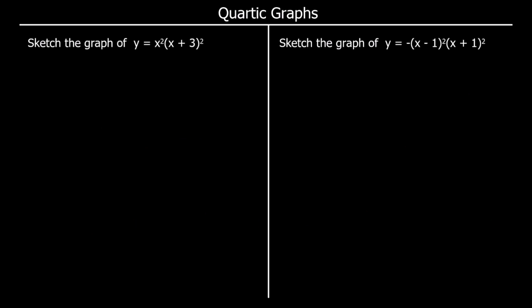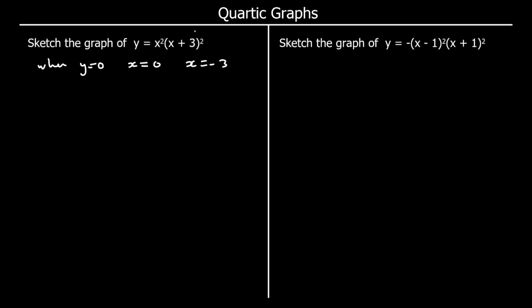And another one. So this time we've got 2 repeated roots. So let's have, same again, crosses y when x is 0, crosses x when y is 0. So when y equals 0, what does x have to be? So x is 0, or x is -3. And it's going through 0, 0, so when x is 0, y is 0 as well.